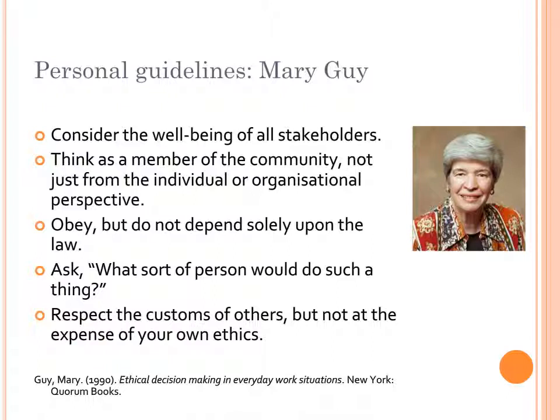Then, another question I like that she puts is, what sort of person would do such a thing? This goes back to what I said in the beginning about decisions in contradistinction to relationships, that it's not just about actions, it's also about what that says about people. So the question here is, what sort of person would do this thing that I'm contemplating?